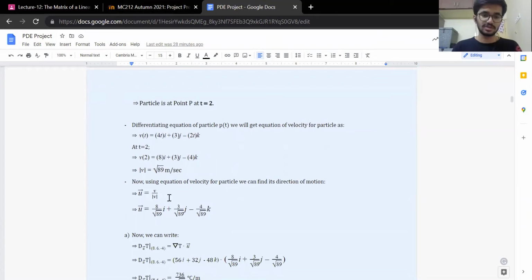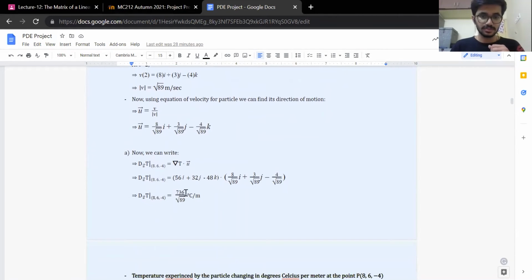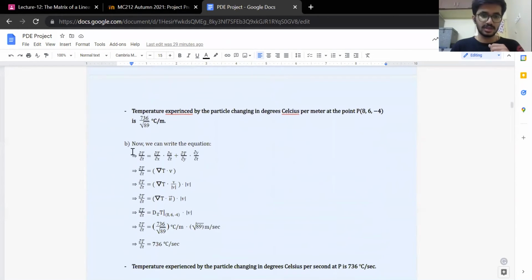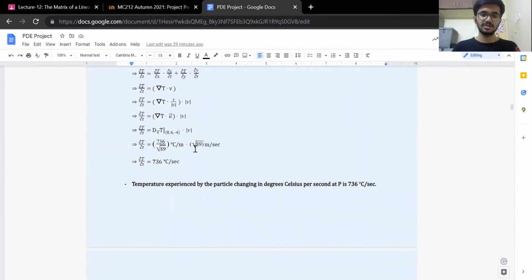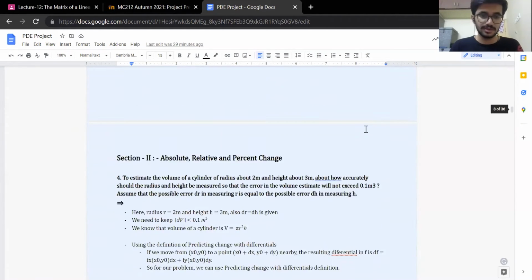found the magnitude. And using these two things, the velocity and the magnitude, we found the unit vector, that's the direction of motion. Substituting t into the gradient and taking the dot product with this direction vector, we found the answer, that's the temperature. And in the second part, as explained earlier, we just do the dot product with our velocity magnitude. So we got 736 Celsius per second as our answer.